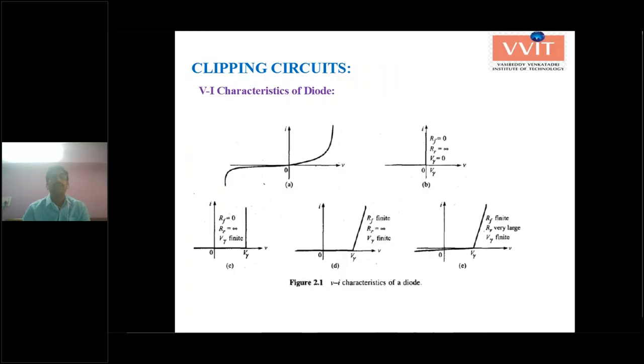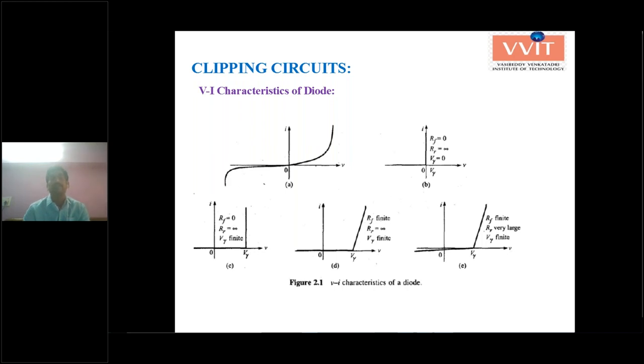In a clipping circuit, the non-linear device generally used is the diode. We know the V-I characteristics of the diode from the EDC experiments you have already done. In the first quadrant you consider the forward bias condition, and in the third quadrant the reverse bias condition. The diagram here indicates the ideal diode: cut-in voltage is 0, forward resistance is 0, and reverse resistance is infinity.